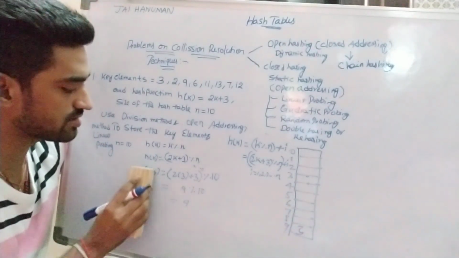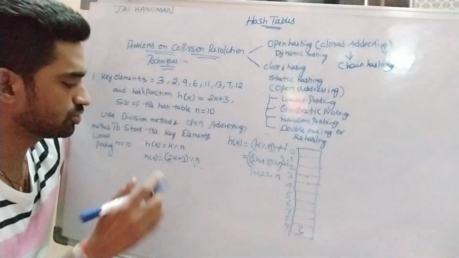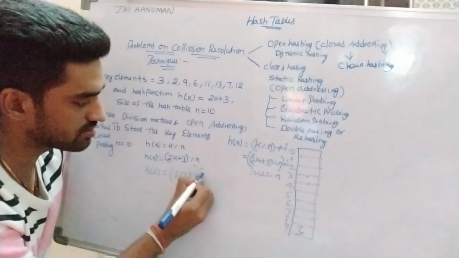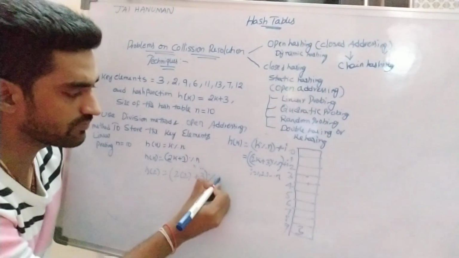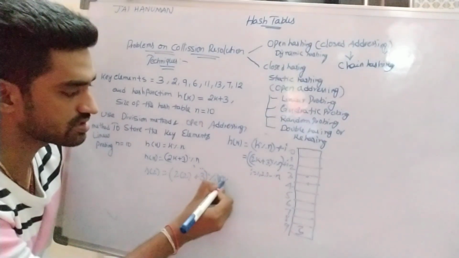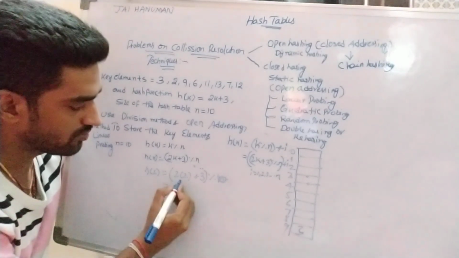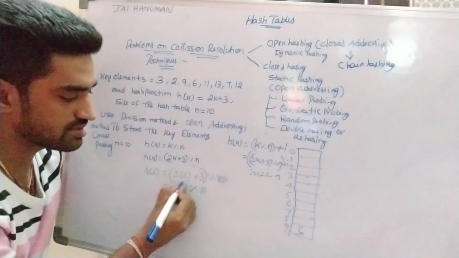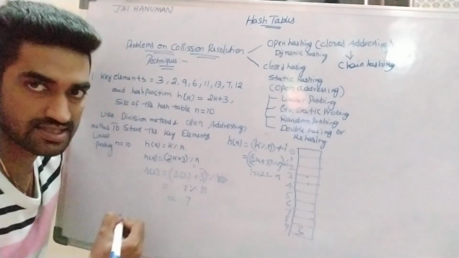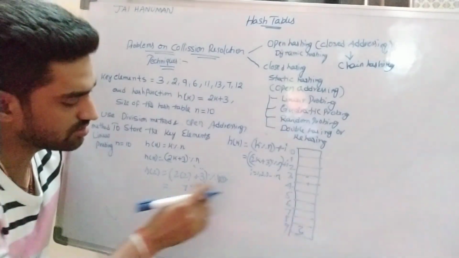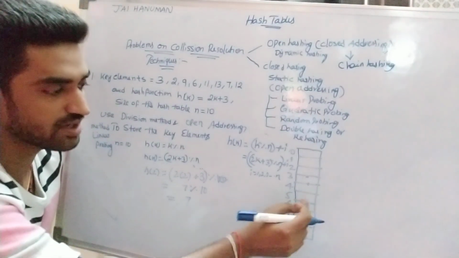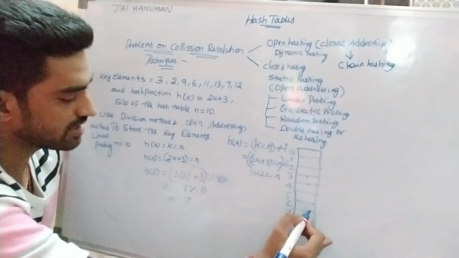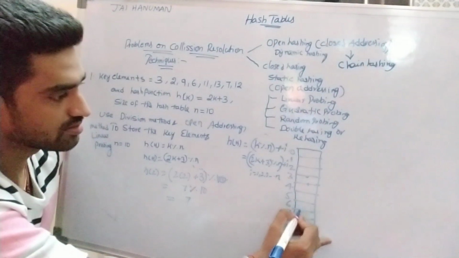So what is the next inserted key value? H of 2. 2 into 2 plus 3 modulo division of 10. 4 plus 3, 7 modulo division of 10. So this is a smaller value, so the result is 7. So at the 7th position we are inserting 2. So no collision is there. Why? Because the 7th position is a vacant position. So directly key element 2 is inserted at the 7th position.